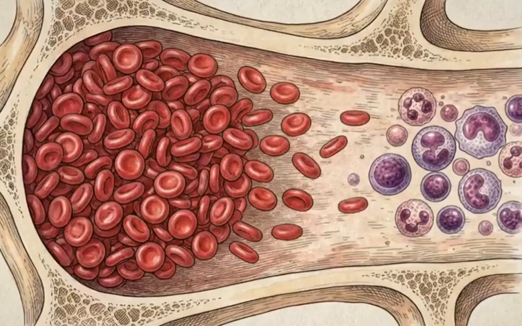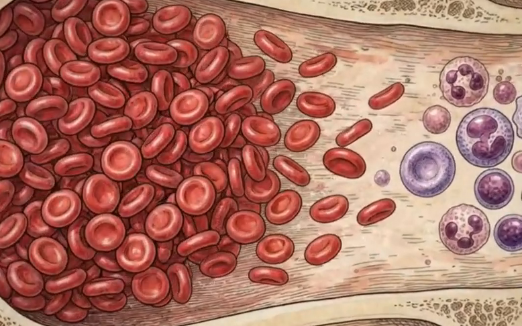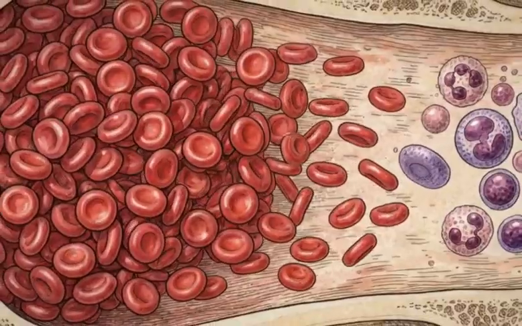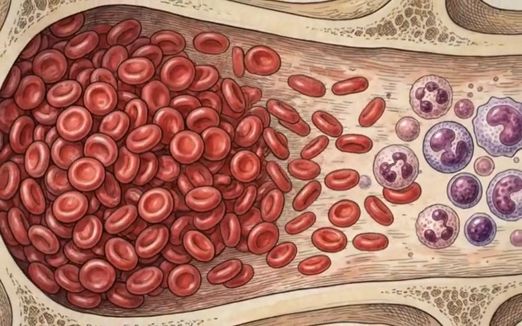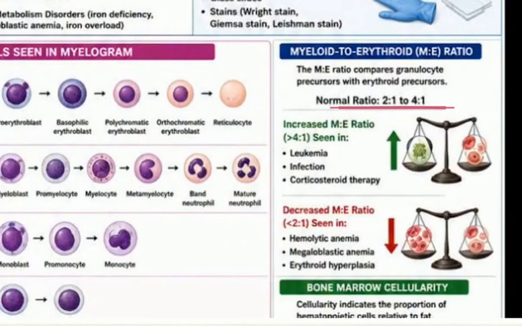These two primary lineages do not exist in equal numbers. Their balance is strictly governed by the myeloid-to-erythroid, or ME, ratio. The normal ME ratio is 2:1 up to 4:1. Granulocytes outnumber erythroids because short-lived white blood cells require constant replacement. A decreased ratio under 2:1 indicates a red blood cell surge, compensating for deficits like hemolytic anemia.